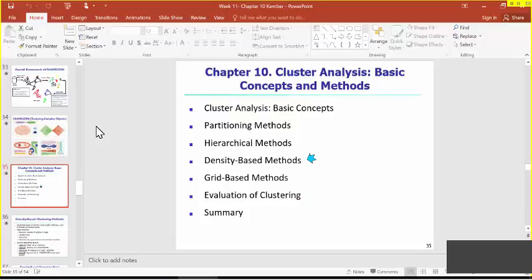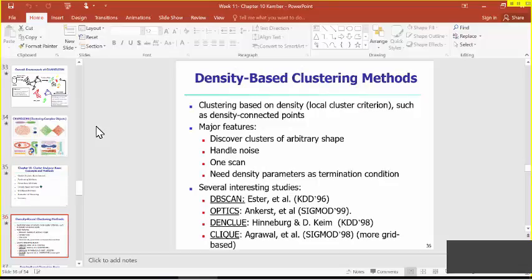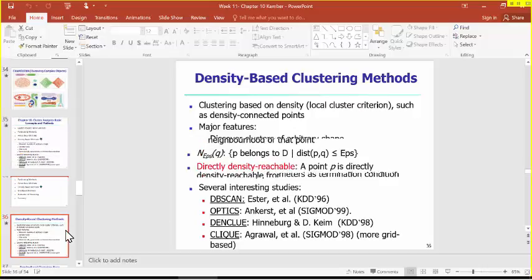The next topic is density-based methods. Density means the number of data elements inside a unit space of a cluster. So clustering based on density, such as density-connected points, has some major features. For example, you can discover clusters of arbitrary shape. It can handle noise, and only one scan is needed. We also need density parameters as termination criteria. Several algorithms are there for density-based clustering, which are DBSCAN, OPTICS, DENCLUE, and CLIQUE. These are all algorithms which are based on density.